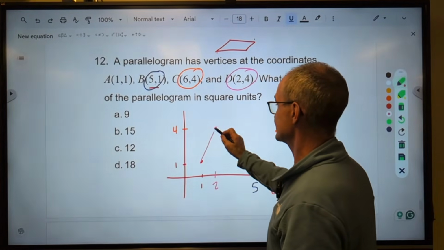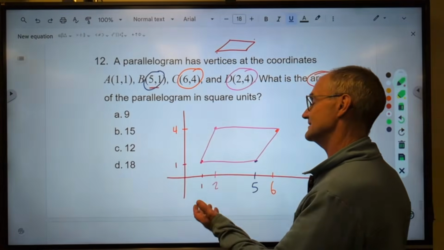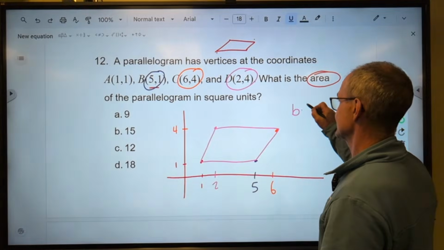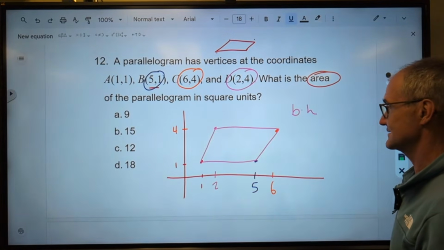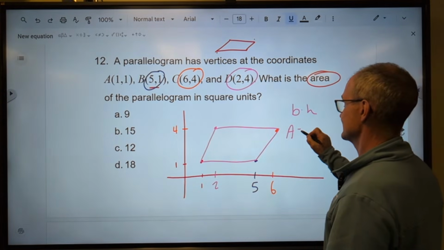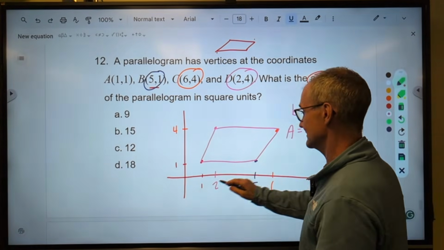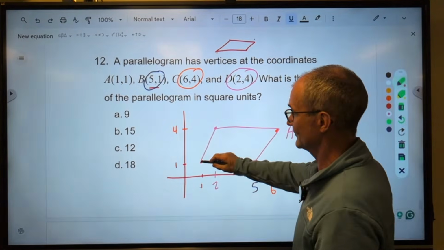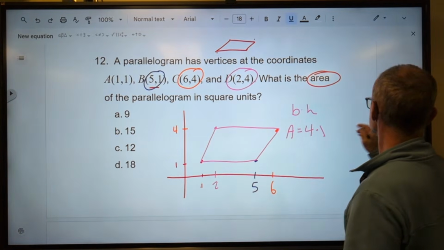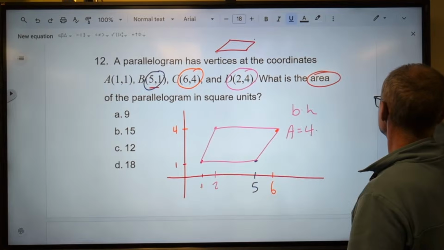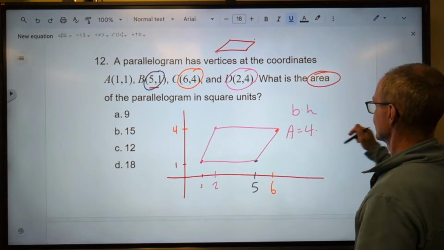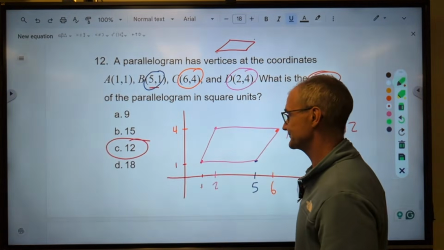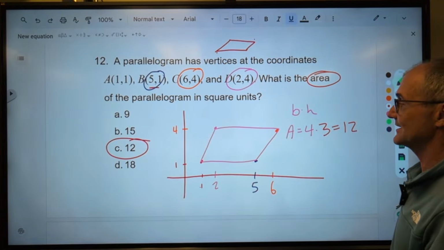I connect the dots. And then here's a hard one, but area of a parallelogram is actually base times height. So in this case, my area is going to be my base from here to here, from 1 to 5, which is 4, times my height from 1 to 4, 3. So my area is going to be 4 times 3, or 12. Correct answer, answer C right there. So 5-step process work, but you need to know a lot.